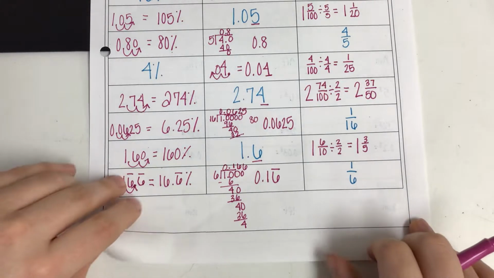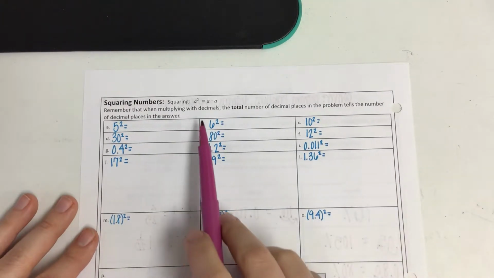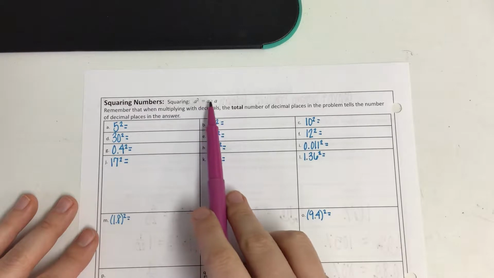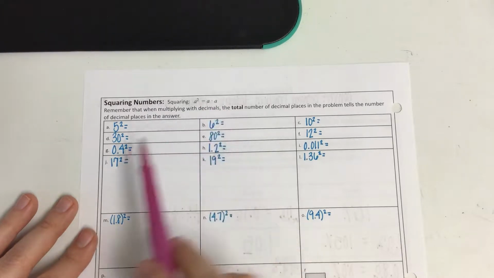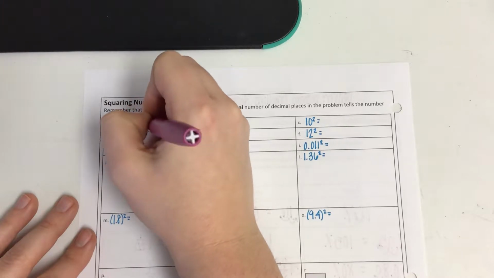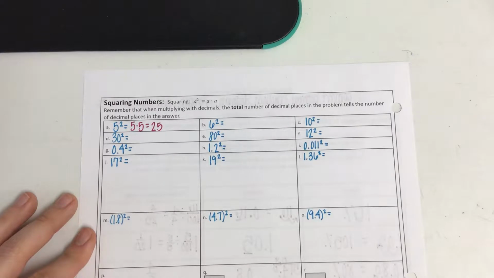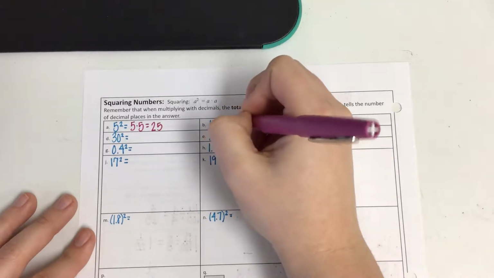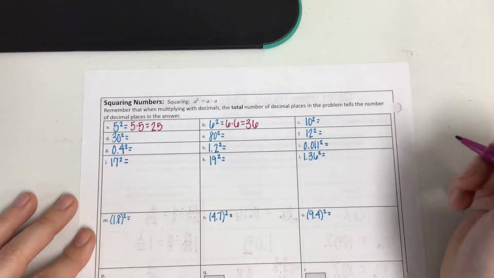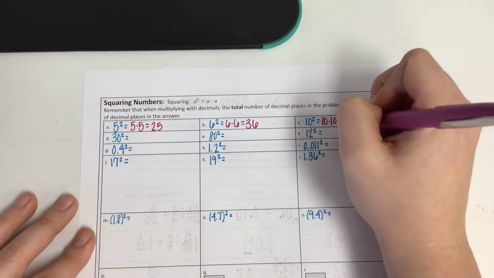Okay, now let's flip it over, and we are going to look at squaring numbers. So in order to square a number, all it means is to take the number and multiply it by itself. So when I have 5 squared, that means I'm just doing 5 times 5, which is 25. 6 squared is 6 times 6, which is 36. 10 squared is 10 times 10, which is 100.